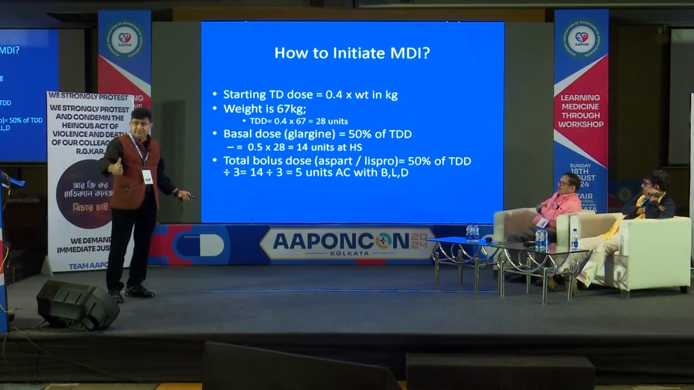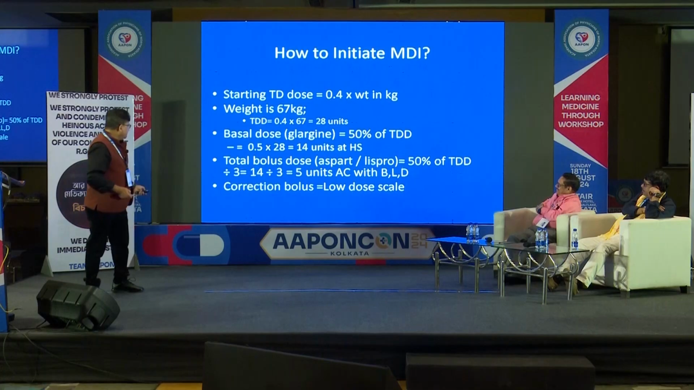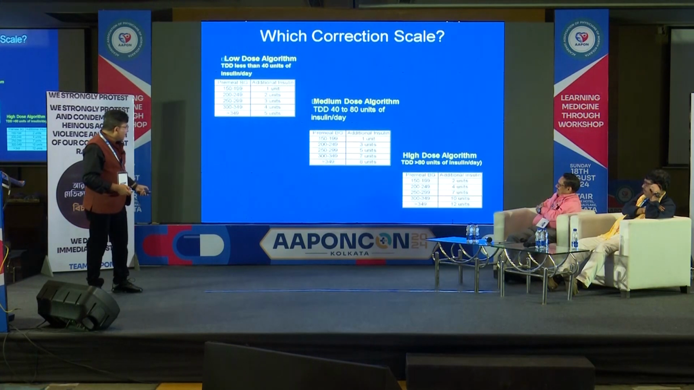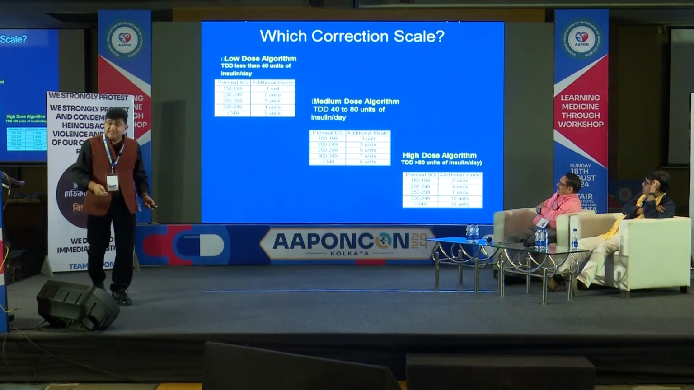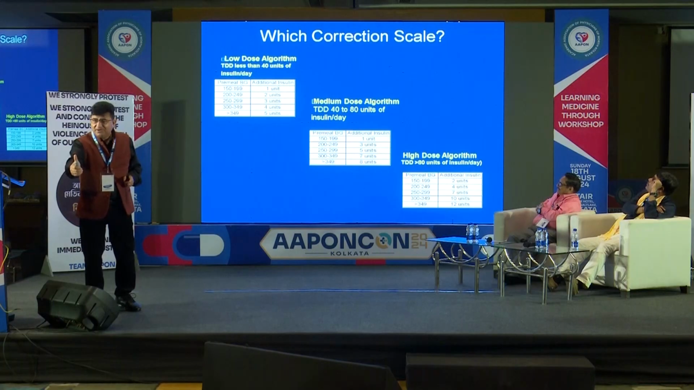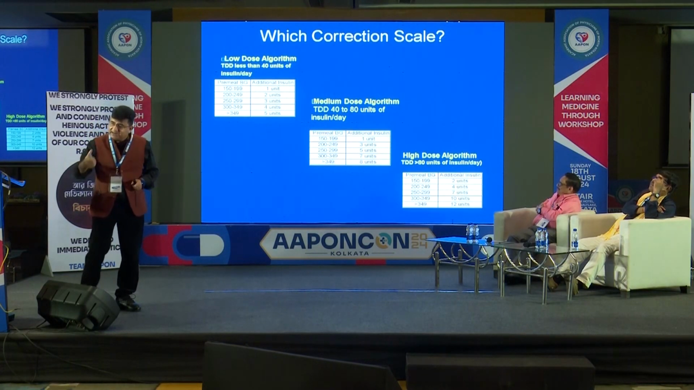It's a rule of thumb, but then the thumb can move both ways depending on the situation, right? So there could be a requirement of correction bolus dose. So how to give the correction bolus dose? You fix the dose according to the rule of thumb. Now you have to move the thumb either way. So how are you going to do it? Again, there is a guideline.